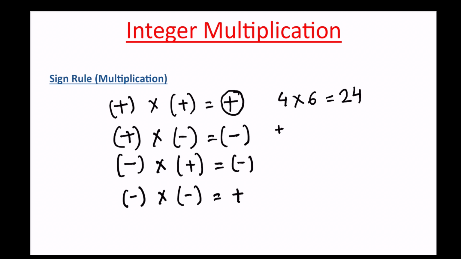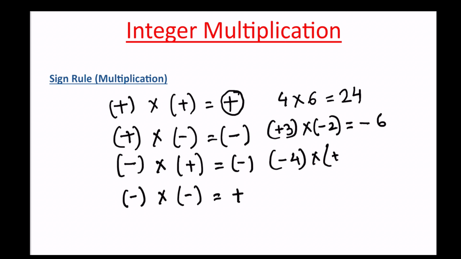A positive number 3 is multiplied by negative number 2. It will be a negative number and the digits will be multiplied. 3 times 2 is 6. Minus into plus is minus. A negative 4 when multiplied by positive 2, the resulting number will always be negative, and 4 times 2 is 8. So the digits are multiplied, but minus into plus is minus, where we are applying the sign rule.